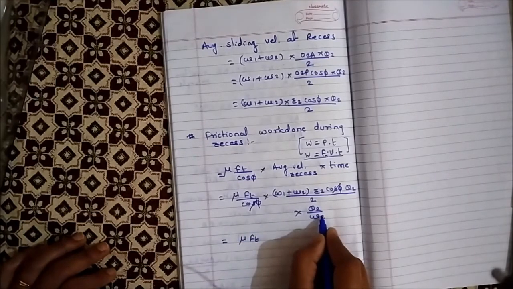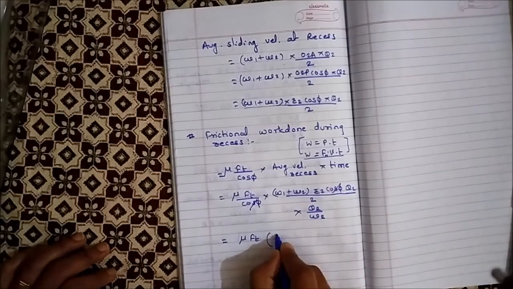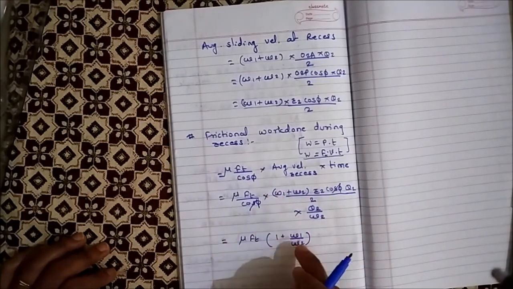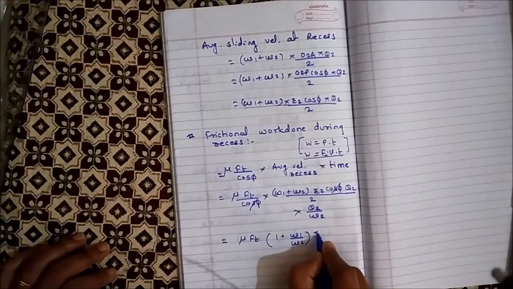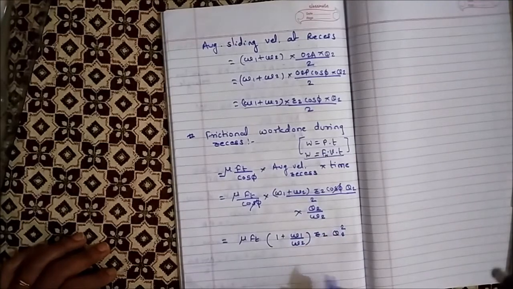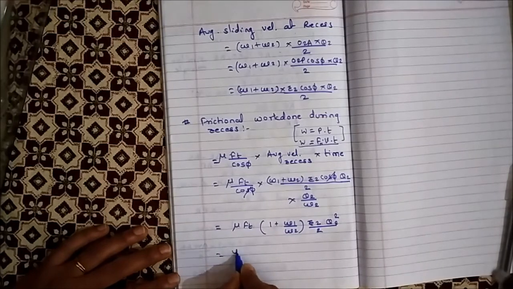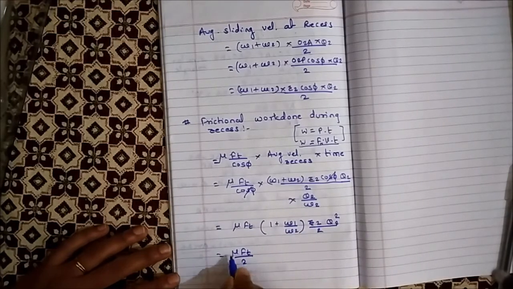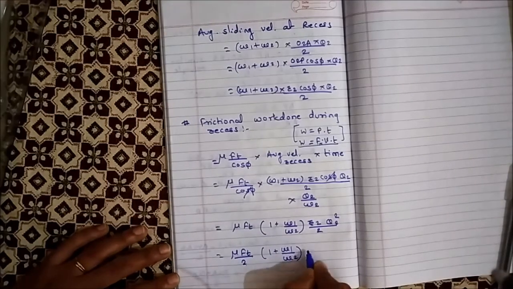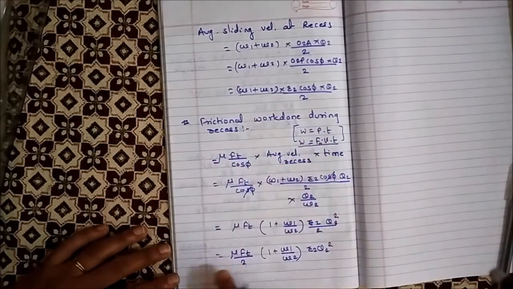Here we have omega 2 in the denominator, so let's divide by this omega 2 into the bracket. So it becomes 1 plus omega 1 upon omega 2. This omega 2 gets cancelled and it is omega 1 upon omega 2. R2 as it is, theta 2 becomes theta 2 square, divided by 2 as it is. So let's write this: mu Ft by 2 into 1 plus omega 1 upon omega 2 into R2 theta 2 square. This is the frictional work done during recess.